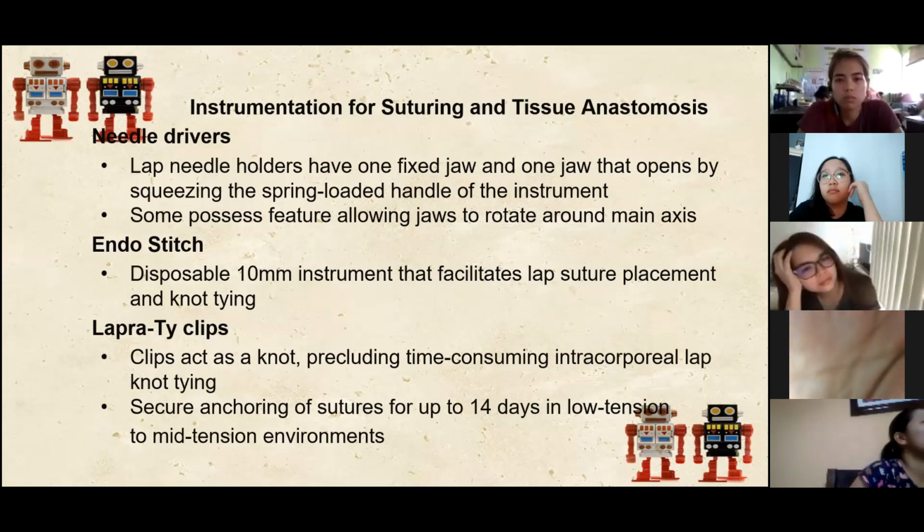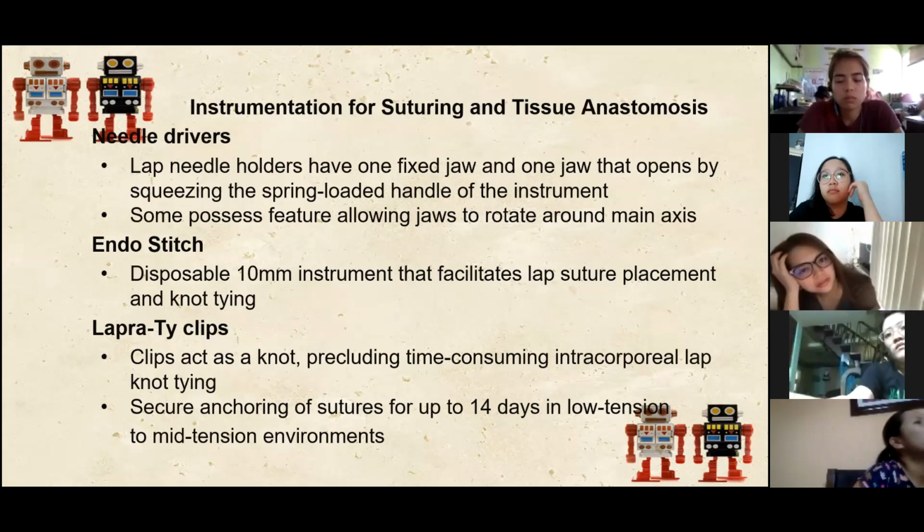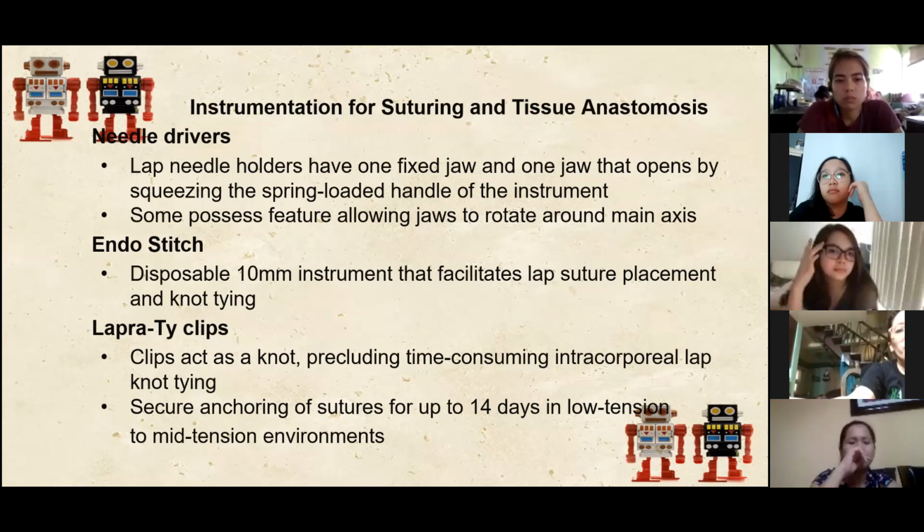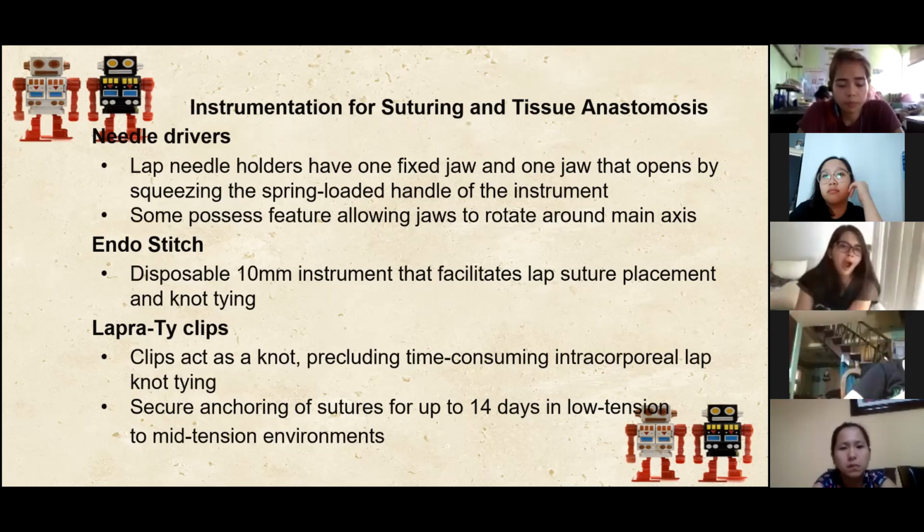And the actuation of your articulation is controlled by wrist motion. So for your Endo Stitch, they are disposable 10 millimeter instruments that facilitate lap suture placement and knot tying.